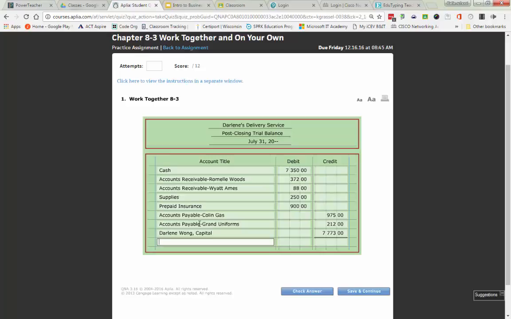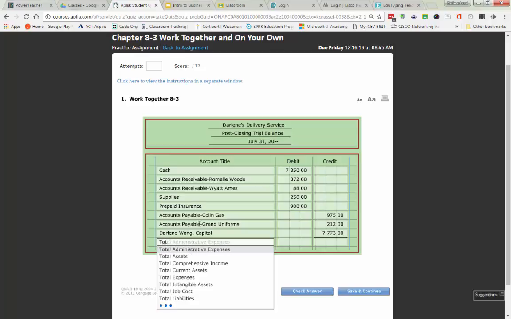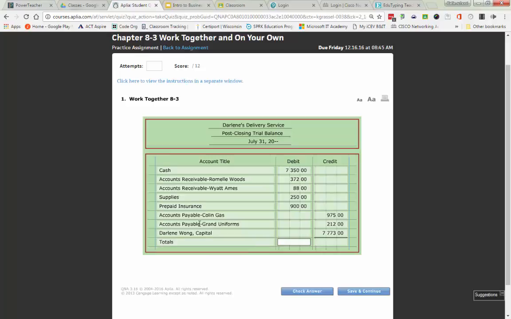So on the very bottom line of our post-closing trial balance, we're going to write the word totals. And then you take out your handy-dandy calculator and you add them up. When I added mine up, I got 8,960. Does anyone else agree? I know I got the fast fingers this morning on the calculator. But that is the very last step.